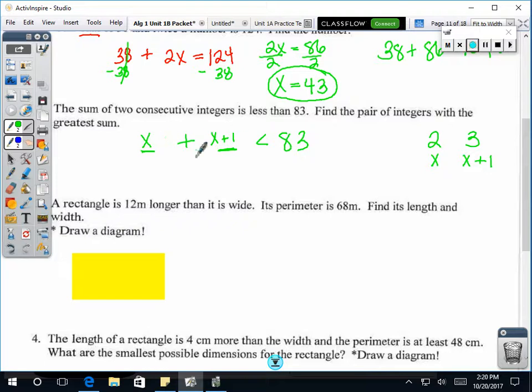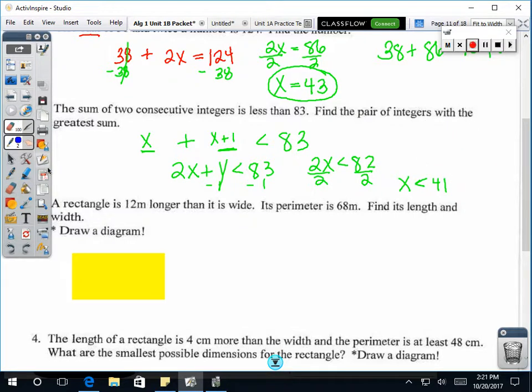Okay, look. X plus x is 2x. Bring down the plus 1 because it's a constant. Is less than 83. Now what do I do to solve for x? And so 2x is less than 82. And now what do I do? Divide by 2, so x is less than 41.